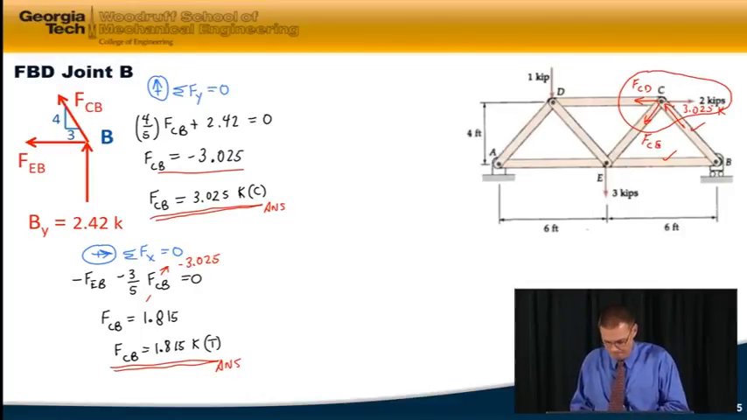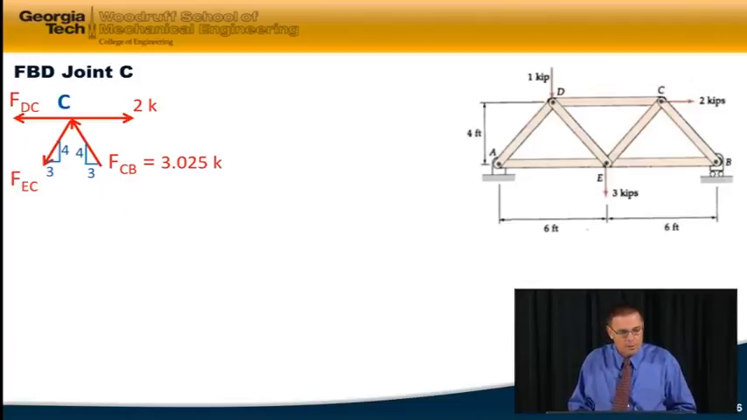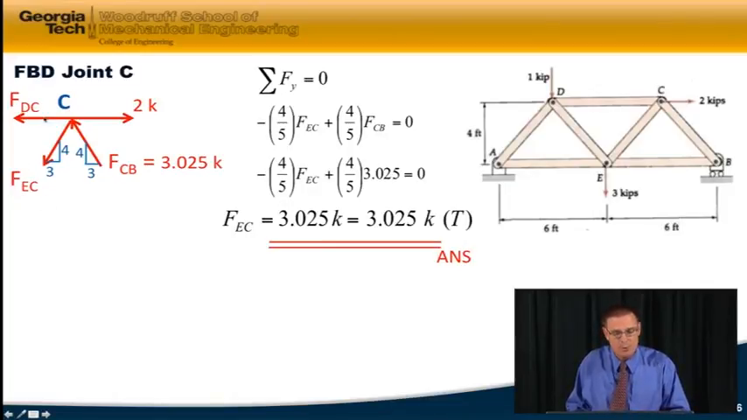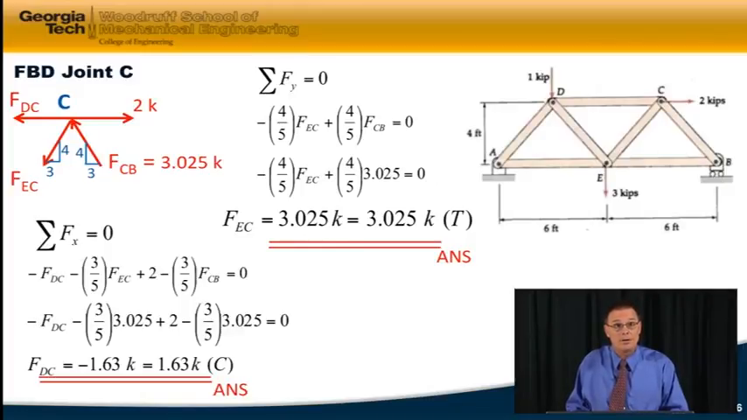So here we go. There's joint C. What I'd like you to do now is to sum forces in the X and Y direction and come up with the force in members EC and DC. If you sum forces in the Y, that's the answer that you should have gotten for FEC. Now I'd like you to go ahead and sum forces in the X to get the forces in DC. There's the answer for the forces in DC.